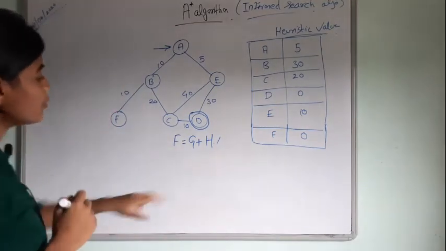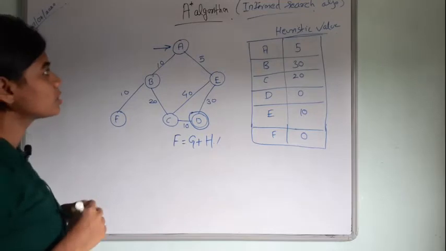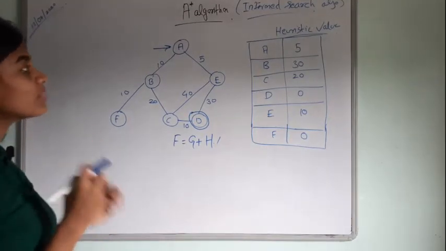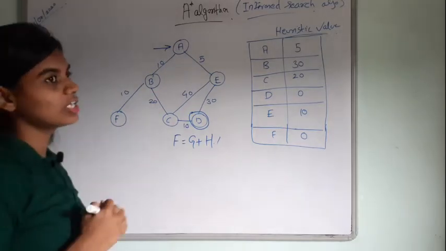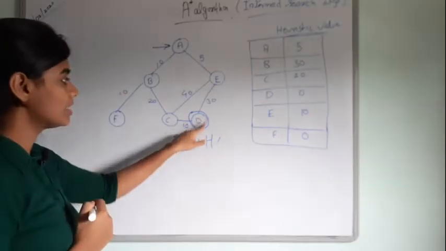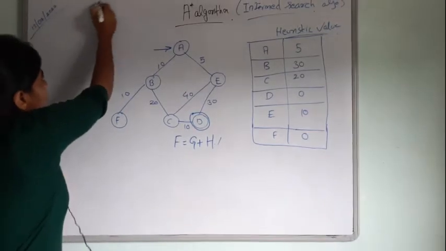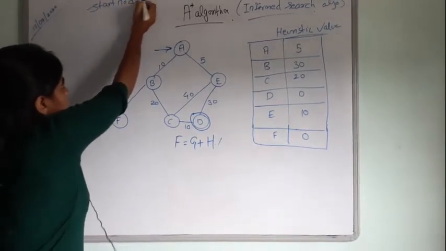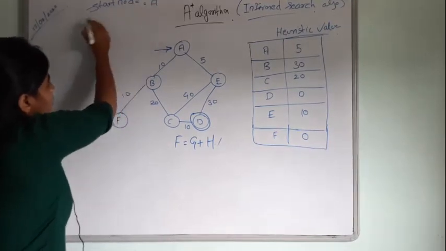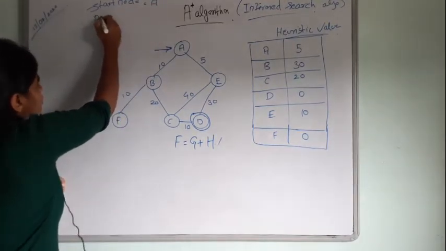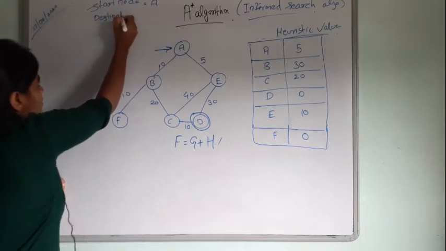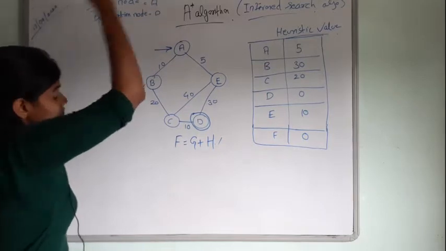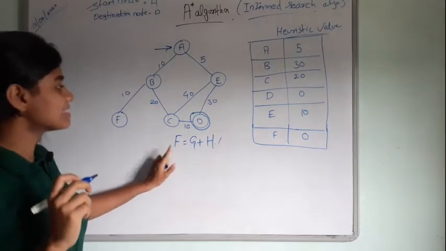Now here we are using the formula so that you can solve this problem easily, by a shortcut method. How is it a shortcut? By using the least path node you can reach the destination, that is D. So our start node here is A, and our destination node is D.